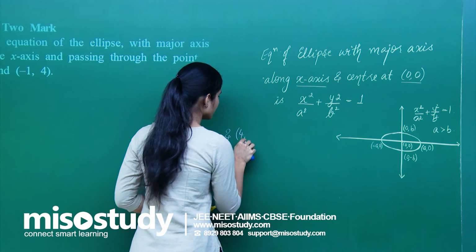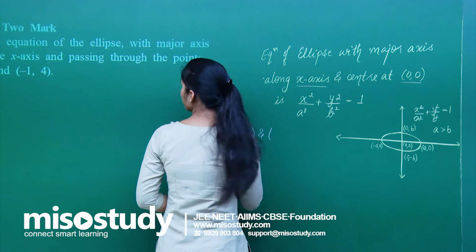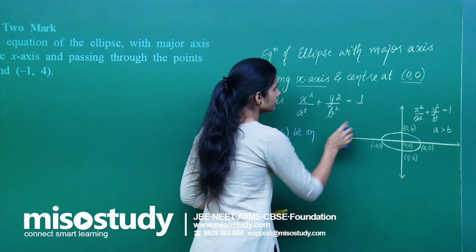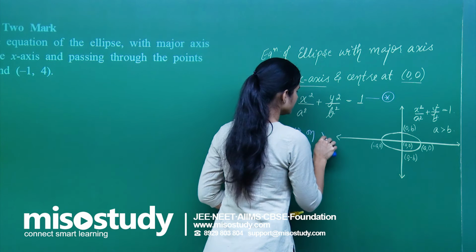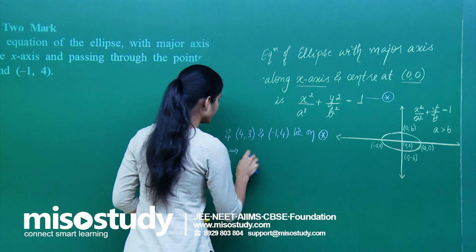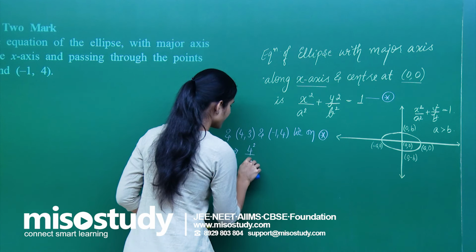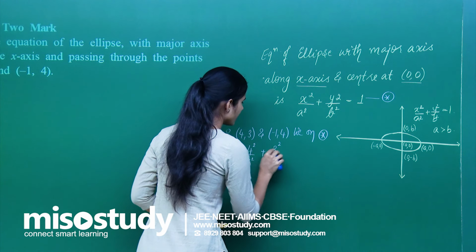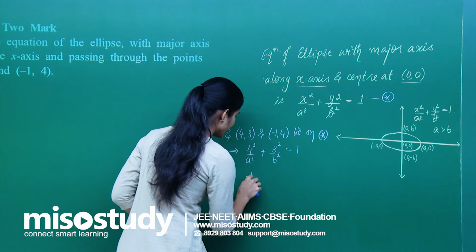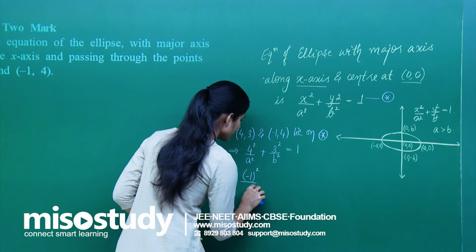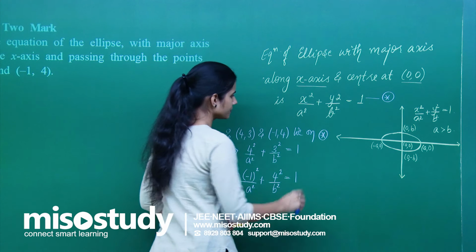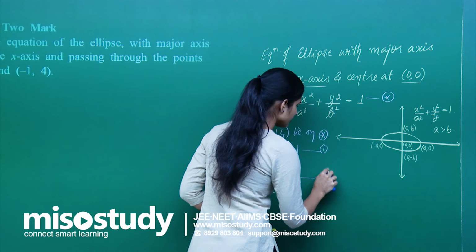(4, 3) and (-1, 4) lie on the ellipse, so their coordinates are going to satisfy the equation: 4²/a² + 3²/b² = 1, and again (-1)²/a² + 4²/b² = 1. Say this is 1, say this is 2.